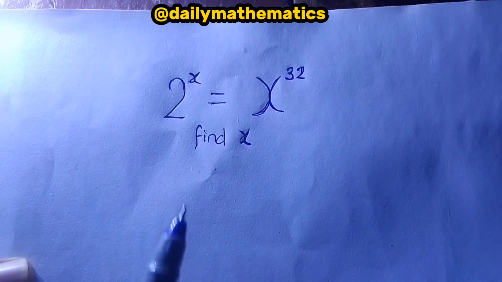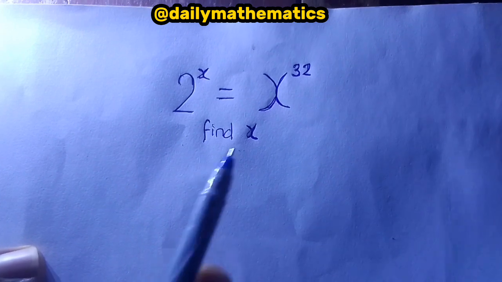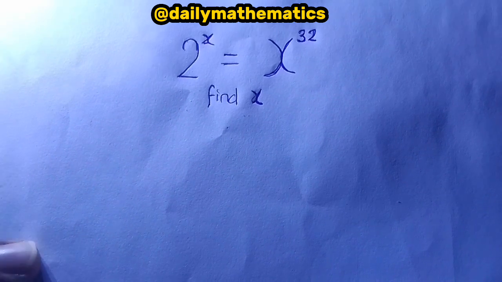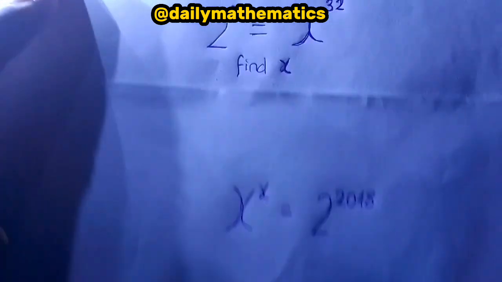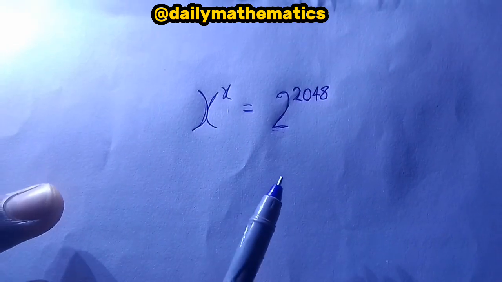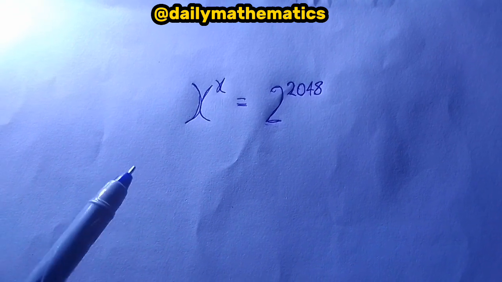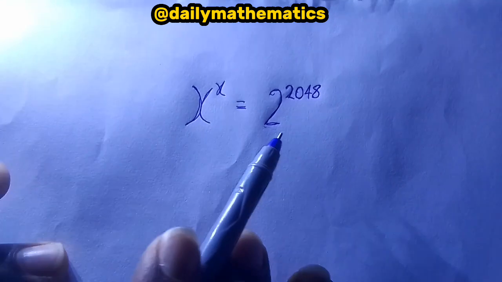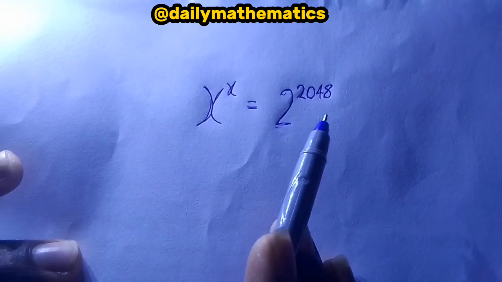So back to the question, we have 2 raised to the power of x equals x raised to the power of 32. Find x. How do we find x from here? Before solving this question, I'll bring out another question that will give us more insight: x raised to the power of x equals 2 raised to the power of 2048. You can see x is raised to the power of itself. So what we want to find here is a number raised to the power of itself, and then we equate it to find our answer.